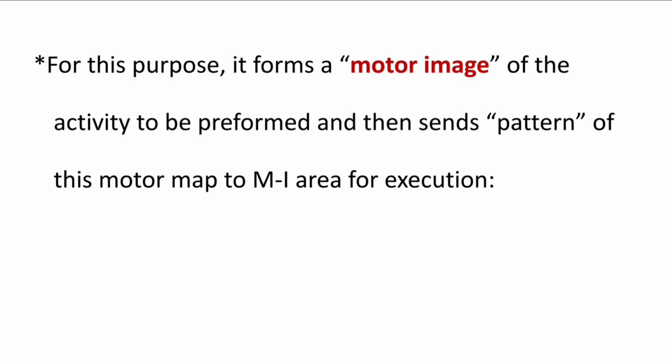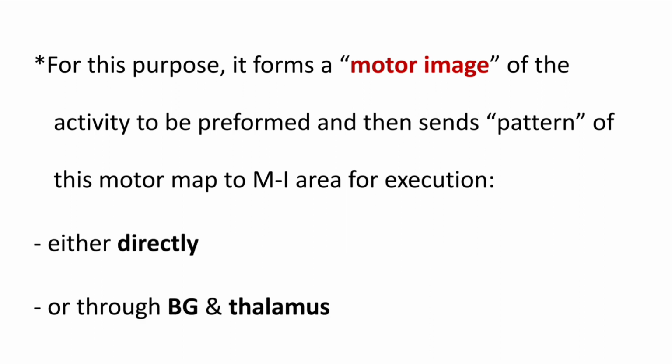For this purpose, it forms a motor image of the activity to be performed and then sends this pattern of motor map to the primary motor area for execution, either directly or through basal ganglia and thalamus. Now lesion of this premotor area leads to the slowing of anticipated movements. But lesion will not lead to the paralysis.